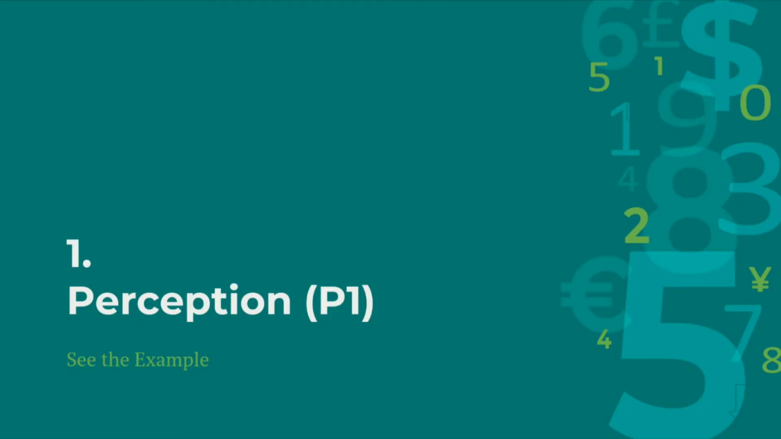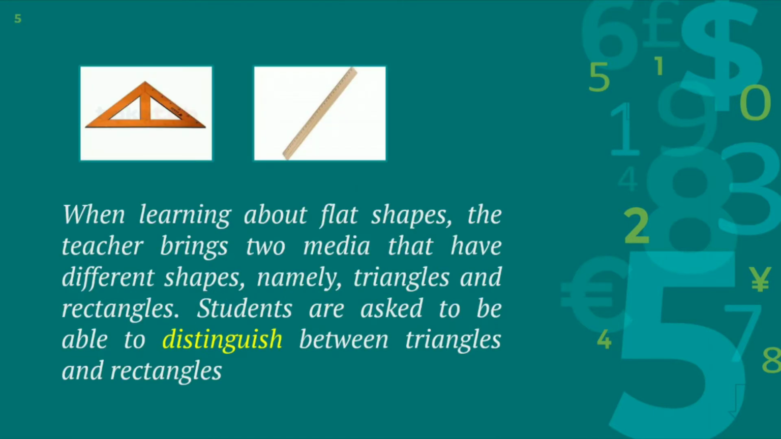First is perception. We can see the example. The example is when learning about flat shapes, the teacher brings two media that have different shapes, namely triangle and rectangle. Students are asked to be able to distinguish between triangles and rectangles. In this level, students must have the ability to use sensory cues to predict something, like triangles and rectangles.